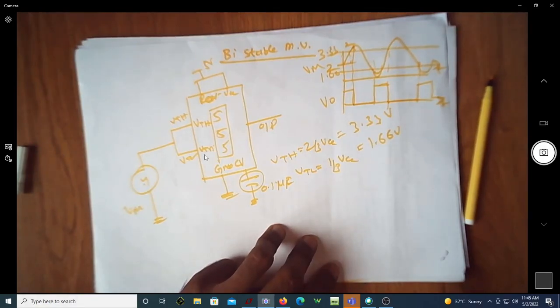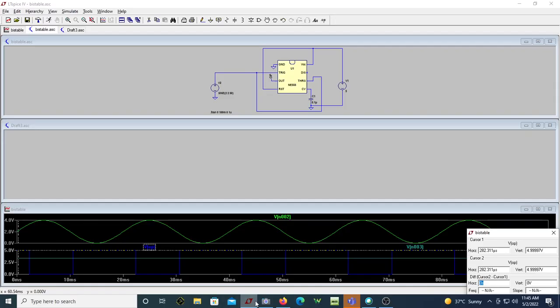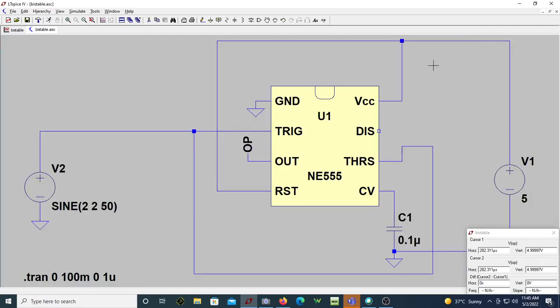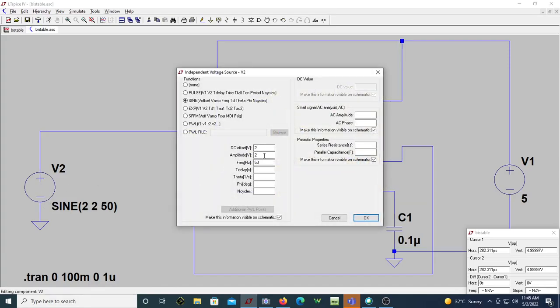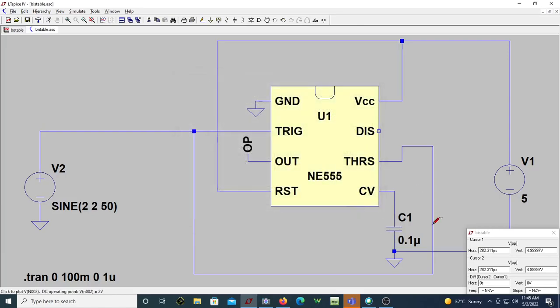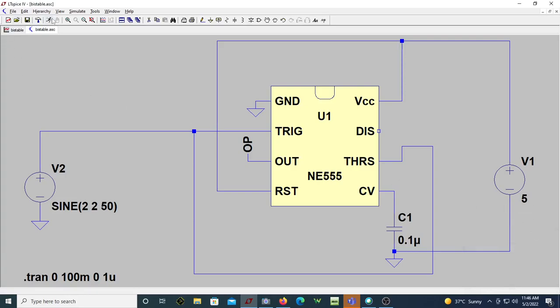So let us do the simulation here. See, now this is what I have in the simulation. This is the circuit diagram. I have my trigger and threshold voltage shorted and given to a sine wave whose offset is 2 volt and amplitude is 2 volt, so that the input will swing from 4 to 0. Since I don't want to change the VTH VTL from 2/3 VCC and 1/3 VCC, I'm putting a capacitor here. So let me just run it now.